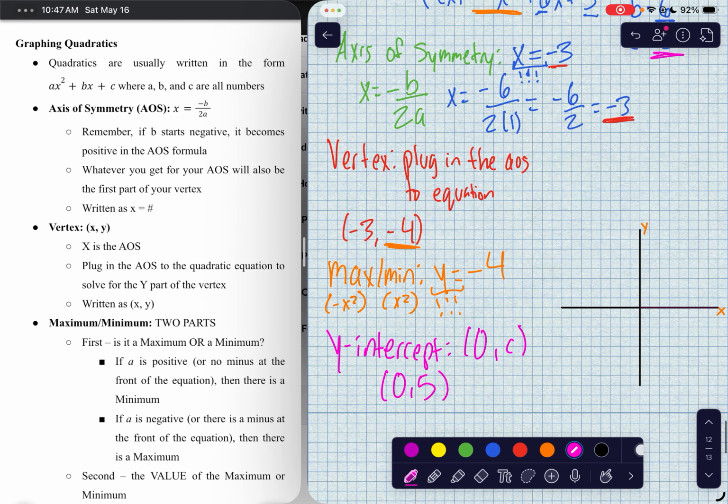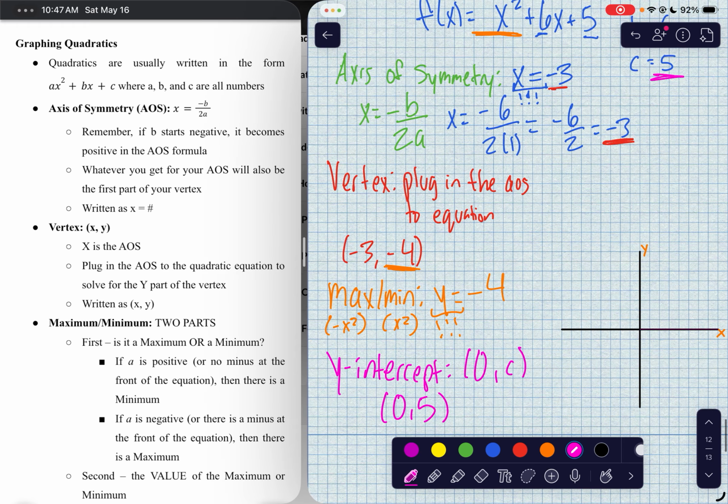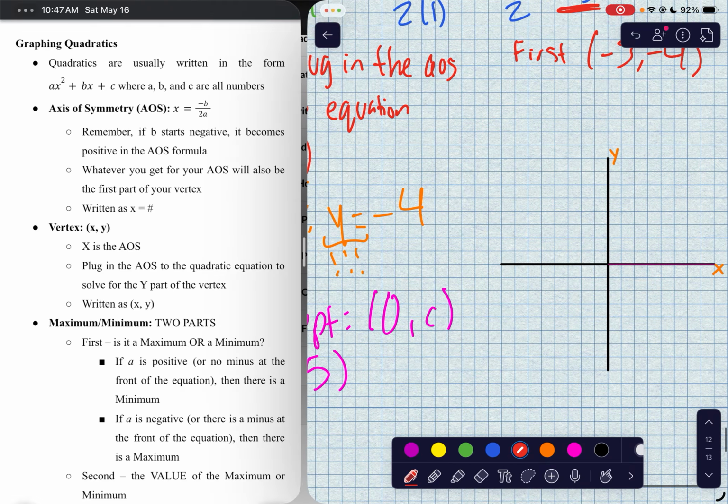So now that I've found all these features, I'm going to take this and graph it, right? So first I'm going to start with my vertex. So negative 3, negative 4. Let's look at our graph. So remember, it's an x, y. So on my x-axis, I'm going to go to negative 3. So it's going to be 1, 2, 3, negative 3. And then on my y-axis, I'm going to go to negative 4. So negative 1, 2, 3, 4. And right here is going to be my vertex.